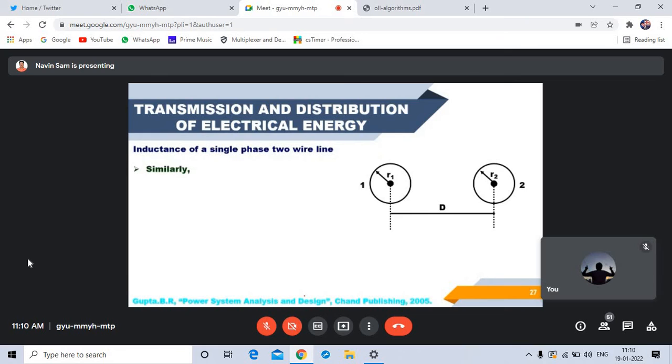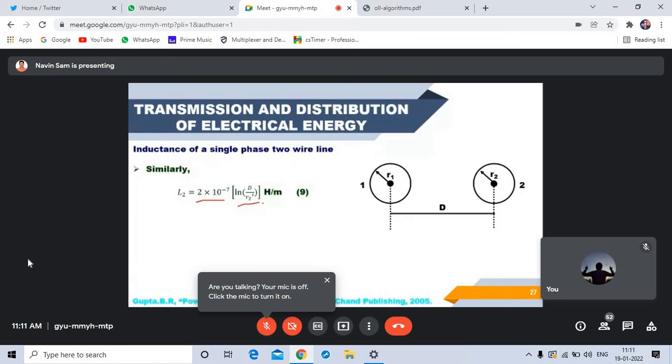Sir, it is the same, sir. R1 dash becomes R2 dash. Yes. So L2 is equal to 2 into 10 to the power of minus 7 ln D divided by R2 dash. So here R2 dash is equal to R2 multiplied by 0.7788.